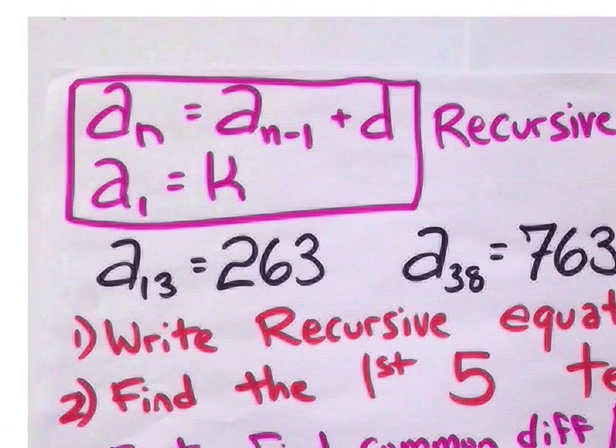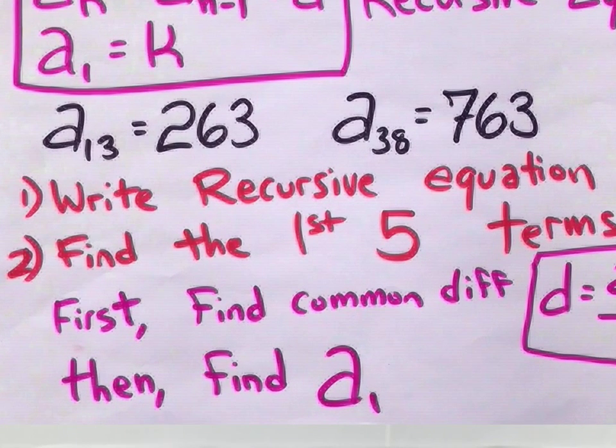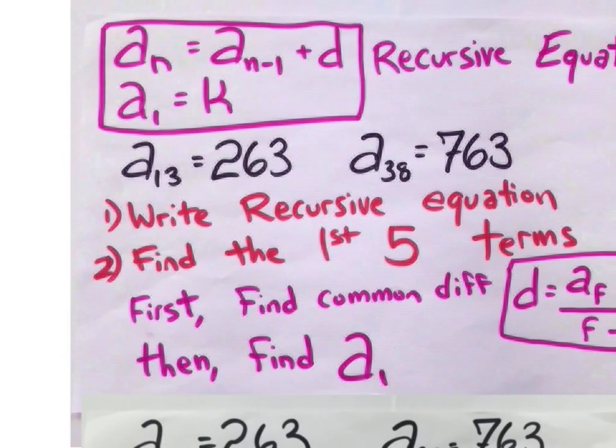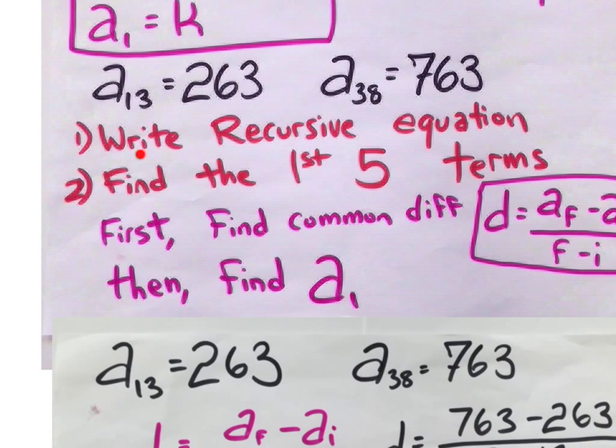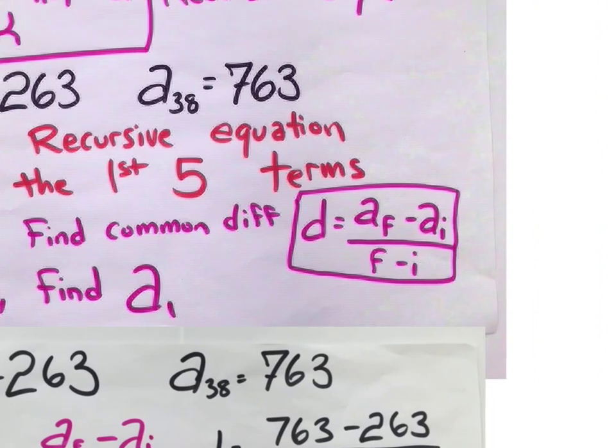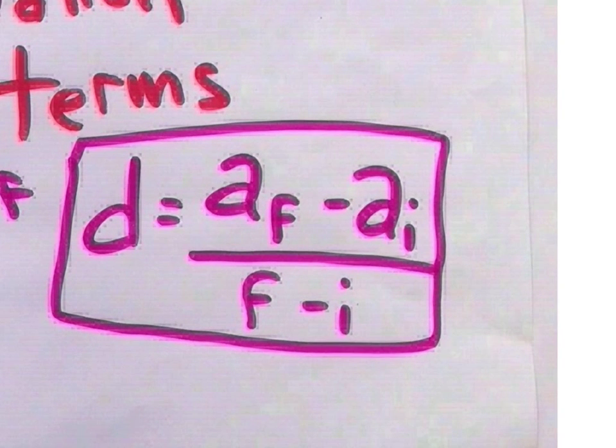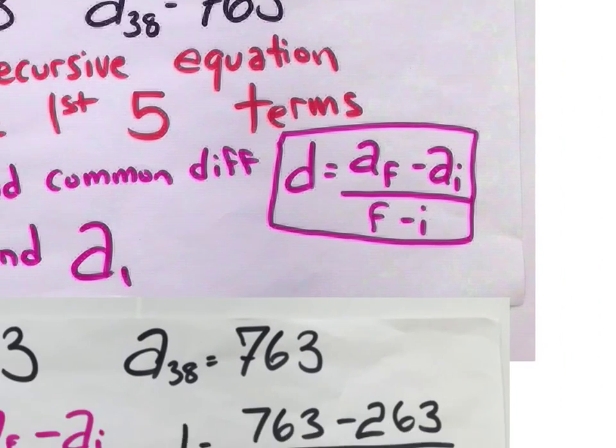So let's say, again, that we've got the 13th term and the 38th term. In order to write this equation and find the first 5 terms, we're going to have to find the common difference, and then we're going to have to find the first term. We're going to use this formula to find the common difference, which is a sub f, our final, minus a sub i, the initial value, divided by final over initial, and those are the counts in the sequence.